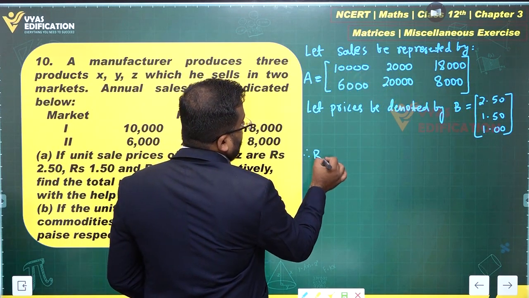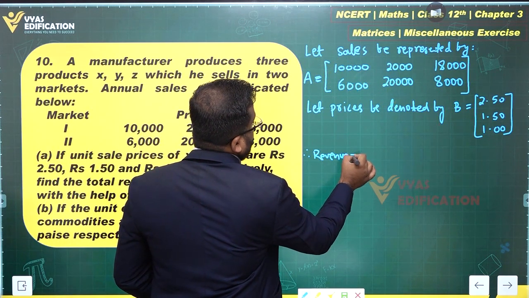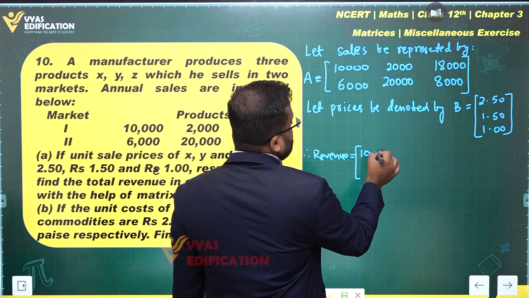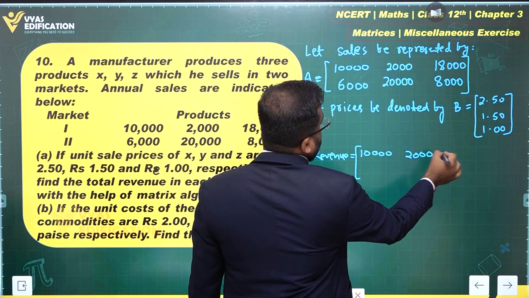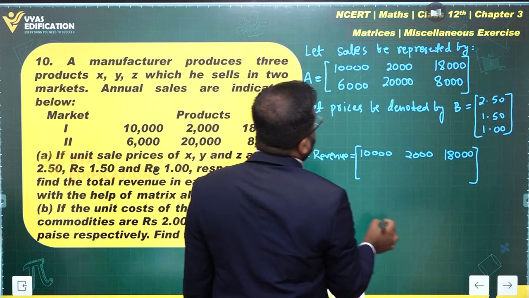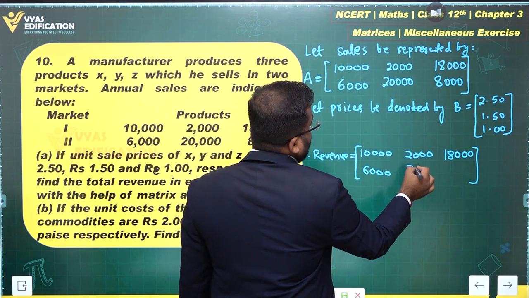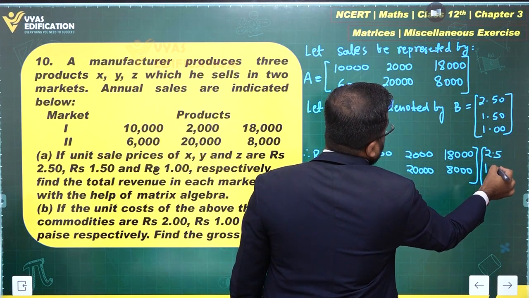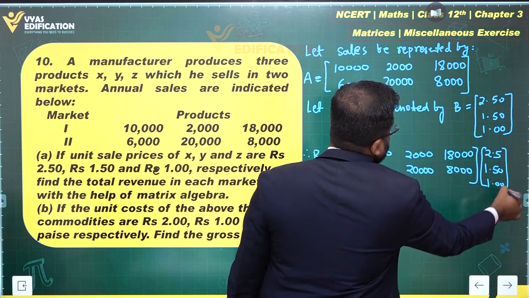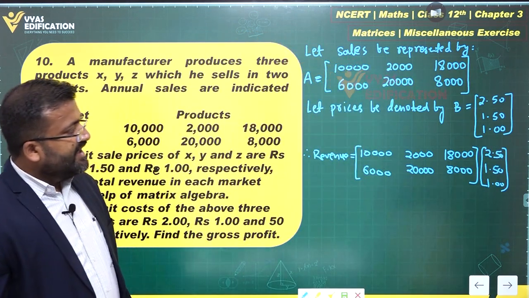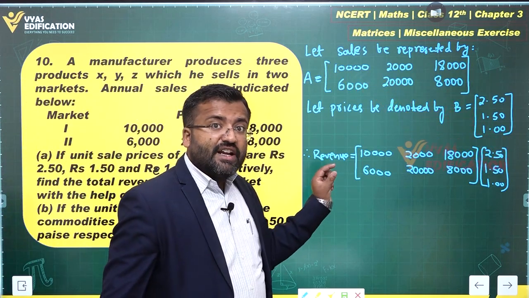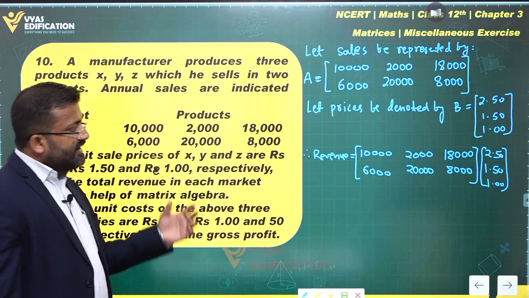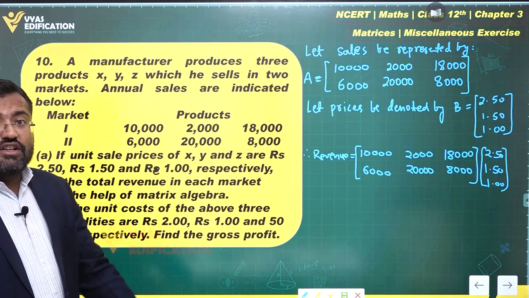Therefore, revenue can be obtained by multiplying these two matrices together. Revenue would be equal to this: 10,000, 2,000, 18,000, then you have 6,000, 20,000, 8,000, multiplied with 2.5, 1.5 and 1.00. On multiplying these two, in the first row you'll get the total revenue of the first market, and in the second row you'll get the total revenue of the second market. This is a 2 by 3 matrix. A 3 by 1 matrix will give us a 2 by 1 matrix.